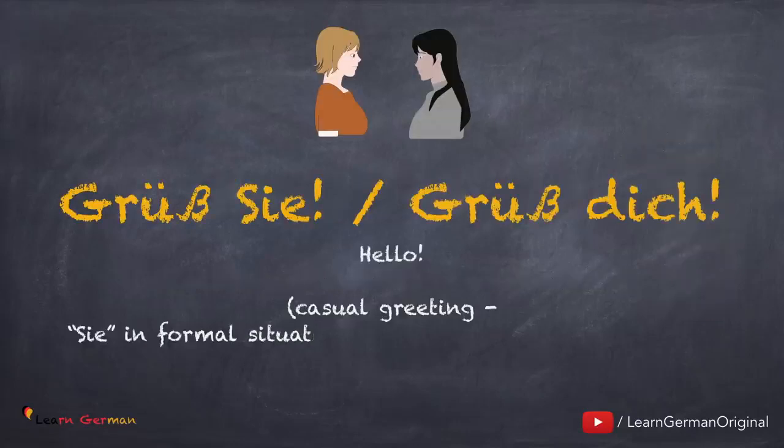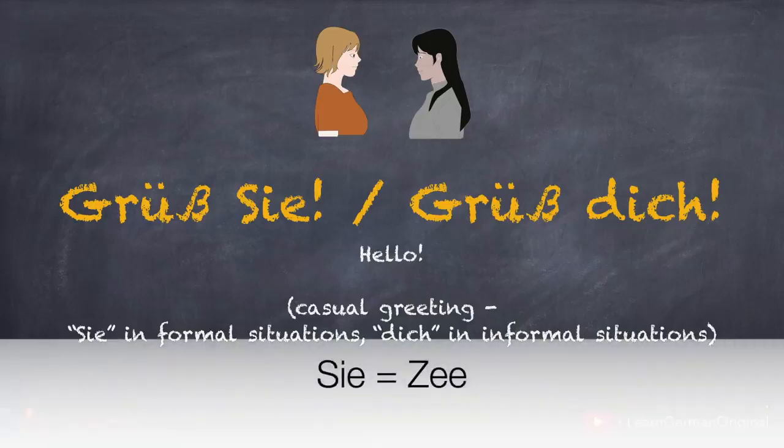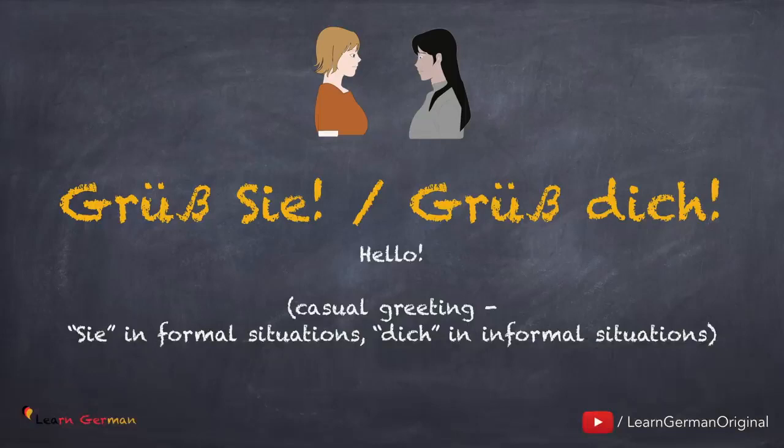Grüß Sie and Grüß dich are casual greetings. Sie and dich are two different pronouns. Sie is used in formal situations, whereas dich can be used amongst friends and known people. Please note that these two greetings are used in a singular form and cannot be used for a group of people. In this case, S takes the pronunciation Sie.